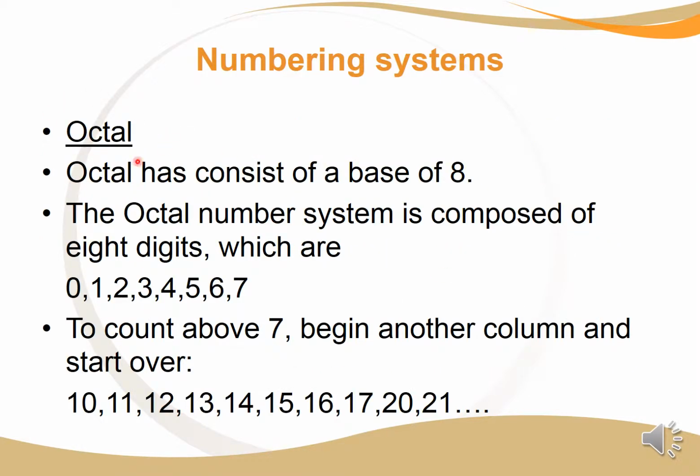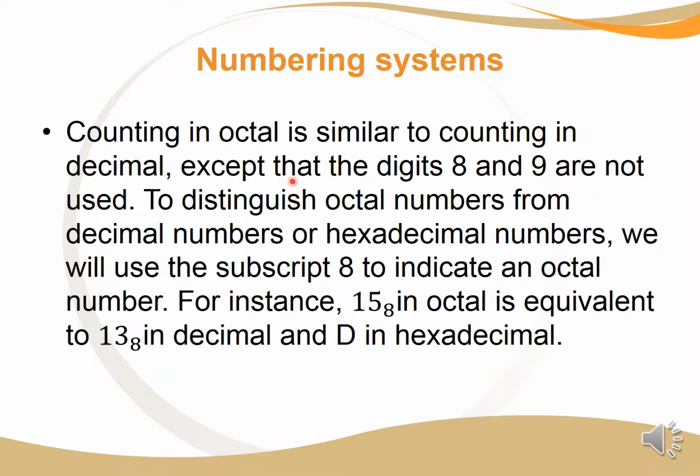Octal means it is a numbering system with a base of 8. Where decimal has a base of 10, octal has a base of 8. So the octal numbering system only consists of the digits 0, 1, 2, 3, 4, 5, 6, 7. If you go above 7, you start at 10, 11, 12, 13, 14, 15, 16, 17, and then again 20, 21. So we don't have the digits 8 or 9 in the system. Counting in octal is similar to counting in decimal, except that the digits 8 and 9 are not used.